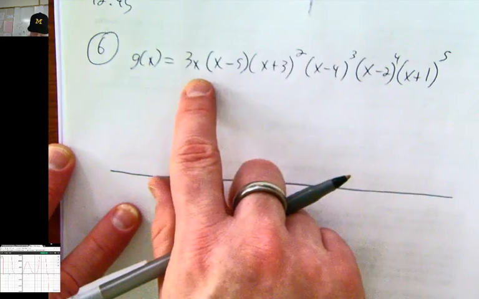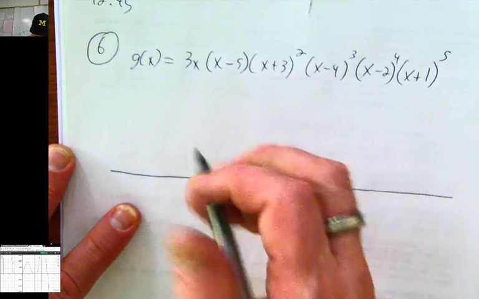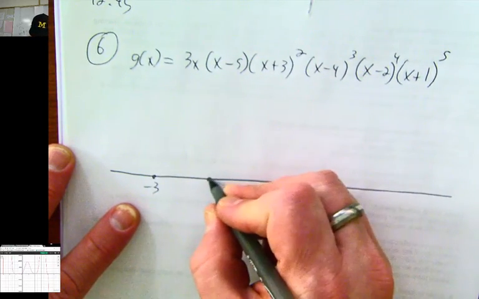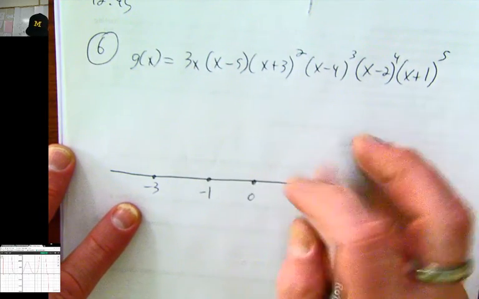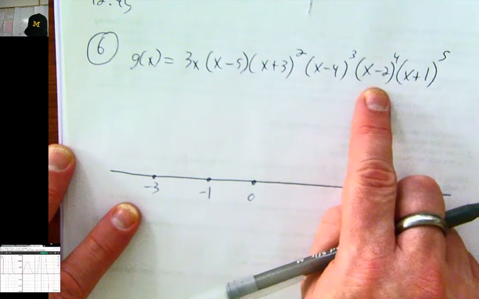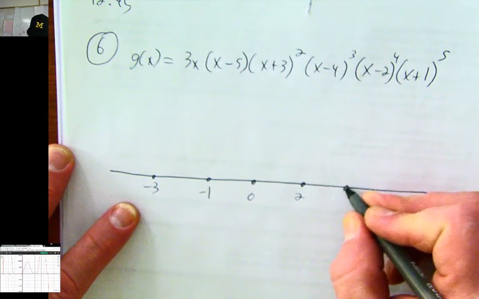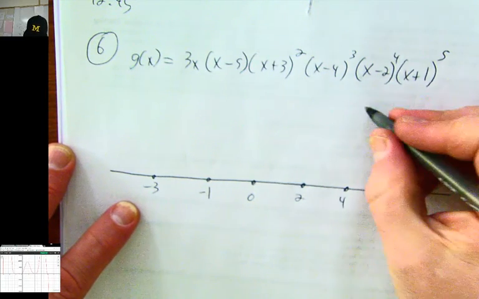Zeros. You might want to work your way from left to right. It looks like I have one here at -3, then one at -1, then one here at 0, then one at 2, 4, and 5. All right.